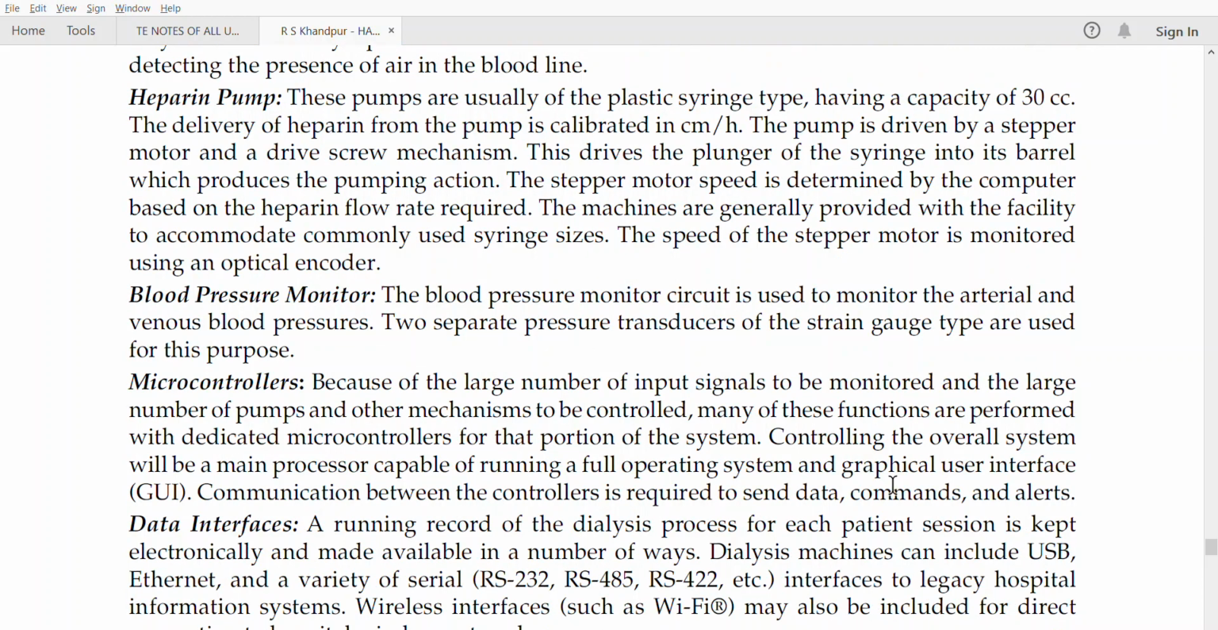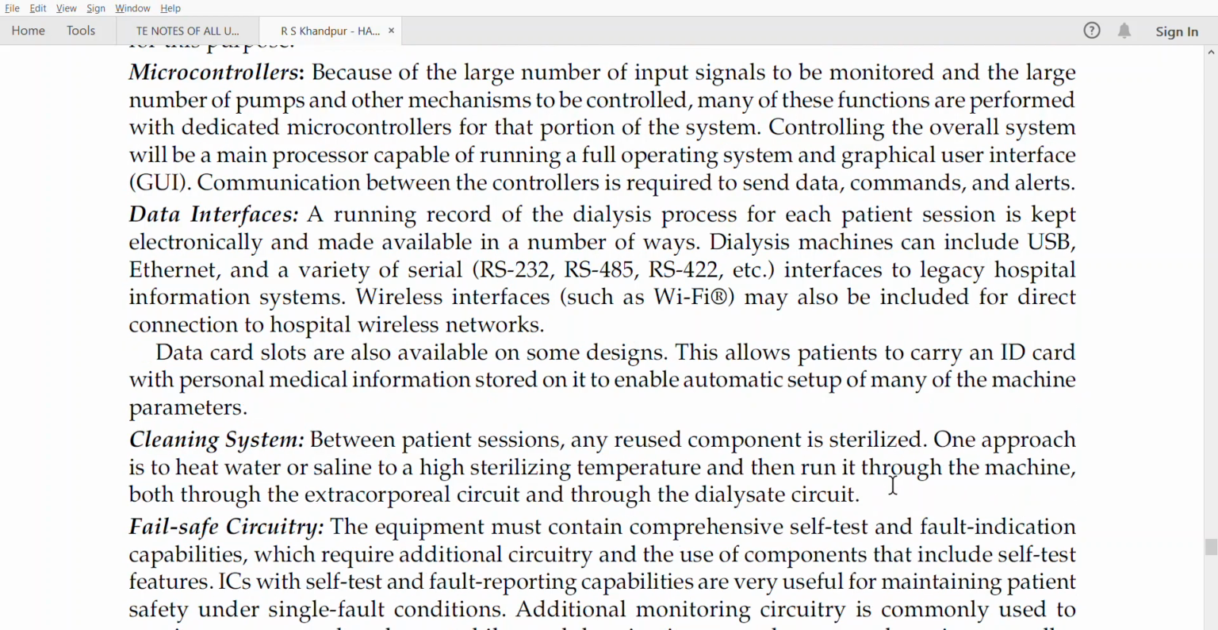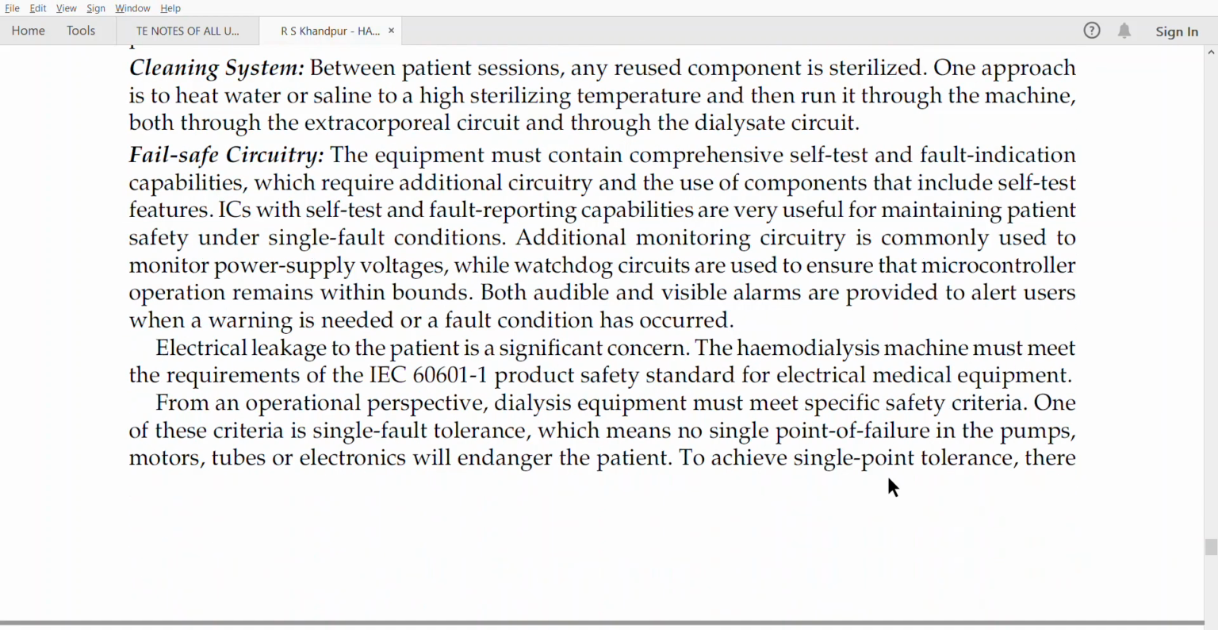There is also a blood pressure monitoring system, a microcontroller system to synchronize all the operations in the system, and finally the data interfaces. There are also failsafe circuitry, cleaning systems, etc.